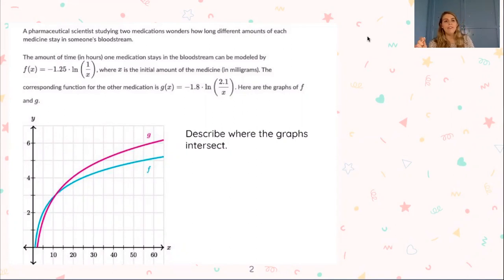So what we have is the equation of the first medicine, which is f of x equals negative 1.5 times ln 1 over x, which is modeled by the blue line. The function of the second medication is negative 8 times ln 2.1 over x, which is modeled by the pink line. So both of those had a process where they came up with models of how long it stays in the bloodstream.